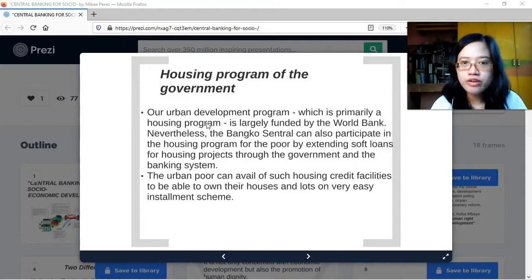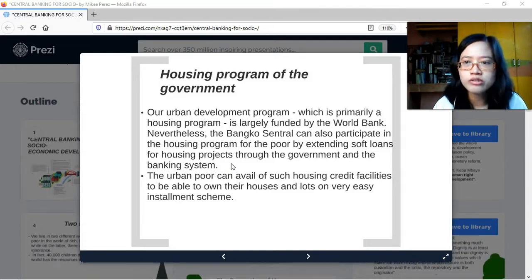Housing program of the government. Our urban development program, which is primarily a housing program, is largely funded by the World Bank. Nevertheless, the BSP can also participate in the housing program for the poor by extending soft loans for housing projects through the government and the banking system. Although currently I'm not sure if they do have housing projects. The urban poor can avail of such housing credit facilities to be able to own their houses and lots on a very easy installment scheme. We'll look into that, but I'm doubtful.